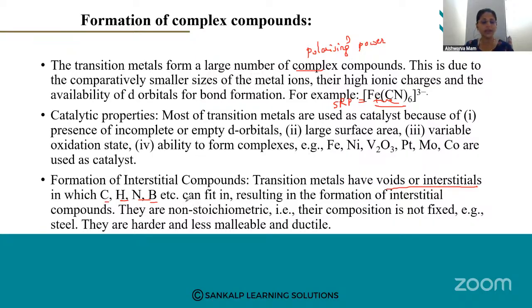Interstitial compounds of iron and carbon are quite hard and dense. If you look at the iron and carbon interstitial compound, they are quite hard and very dense. The occupation of interstices of the metallic lattice by smaller atoms results in more close packed structures. Therefore, the density of the transition metals also increases. When they form interstitial compounds, the density increases. So this is about the interstitial compounds.